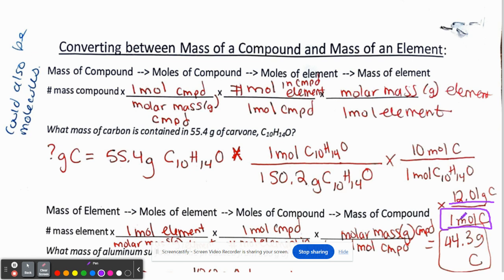All right, and then you're going to divide and multiply, whatever you need to do. You can do it all in one run. You can do it one step at a time. So you could do 55.4 divided by 150.2, hit equals. Then you can multiply by 10, hit equals. Then you can multiply by 12.01, then hit equals. Or you can put all of this in your calculator at the same time, and it should still work. You can go ahead and test it for me. You should get 44.3 grams of carbon. Remember our sig figs. There are 3, so I want 3 in my answer.